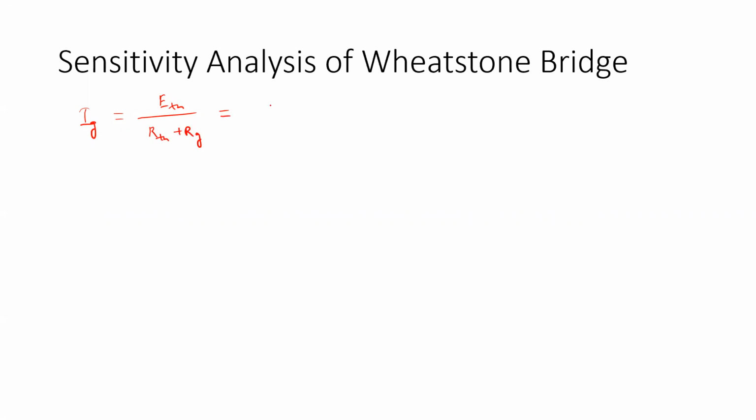So if we replace ETH, that will give us E into delta R divided by 4R into RTH plus RG. So we can actually replace this RTH with R in this case, because in the previous slide we have considered that for the condition of maximum bridge sensitivity.